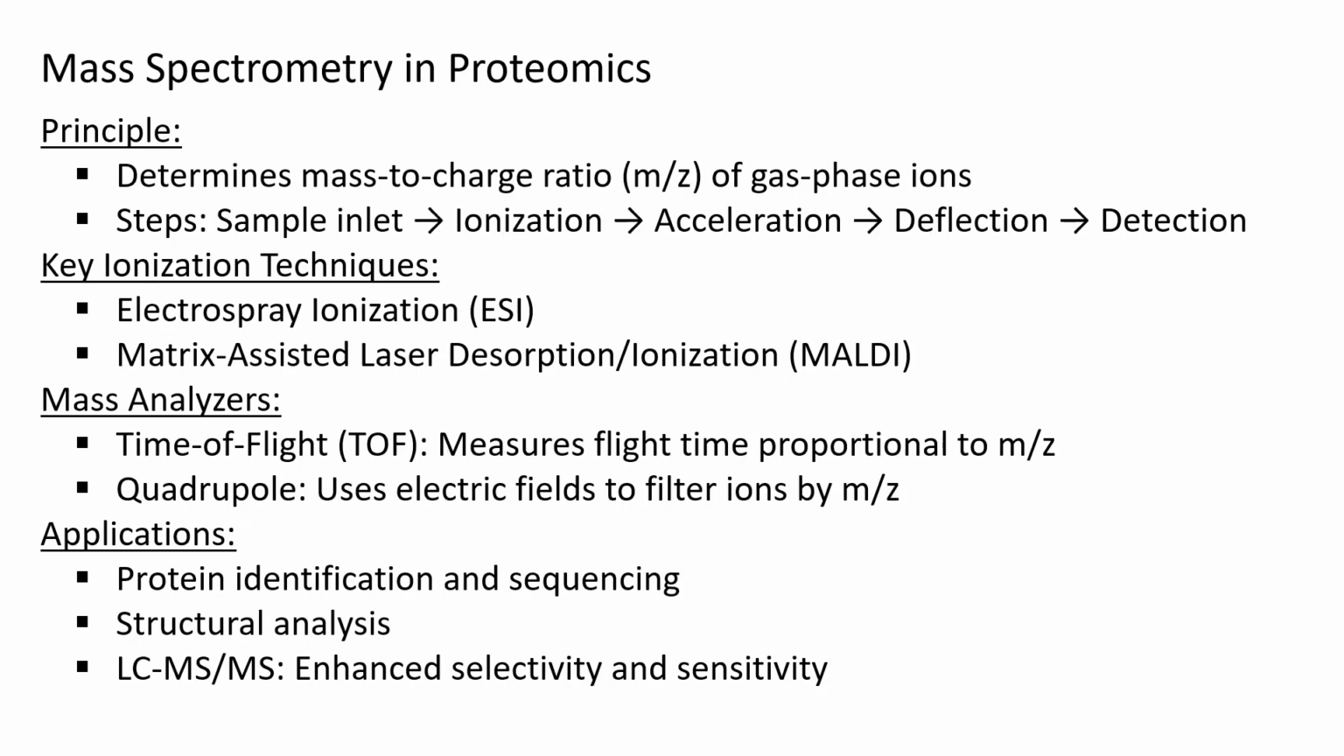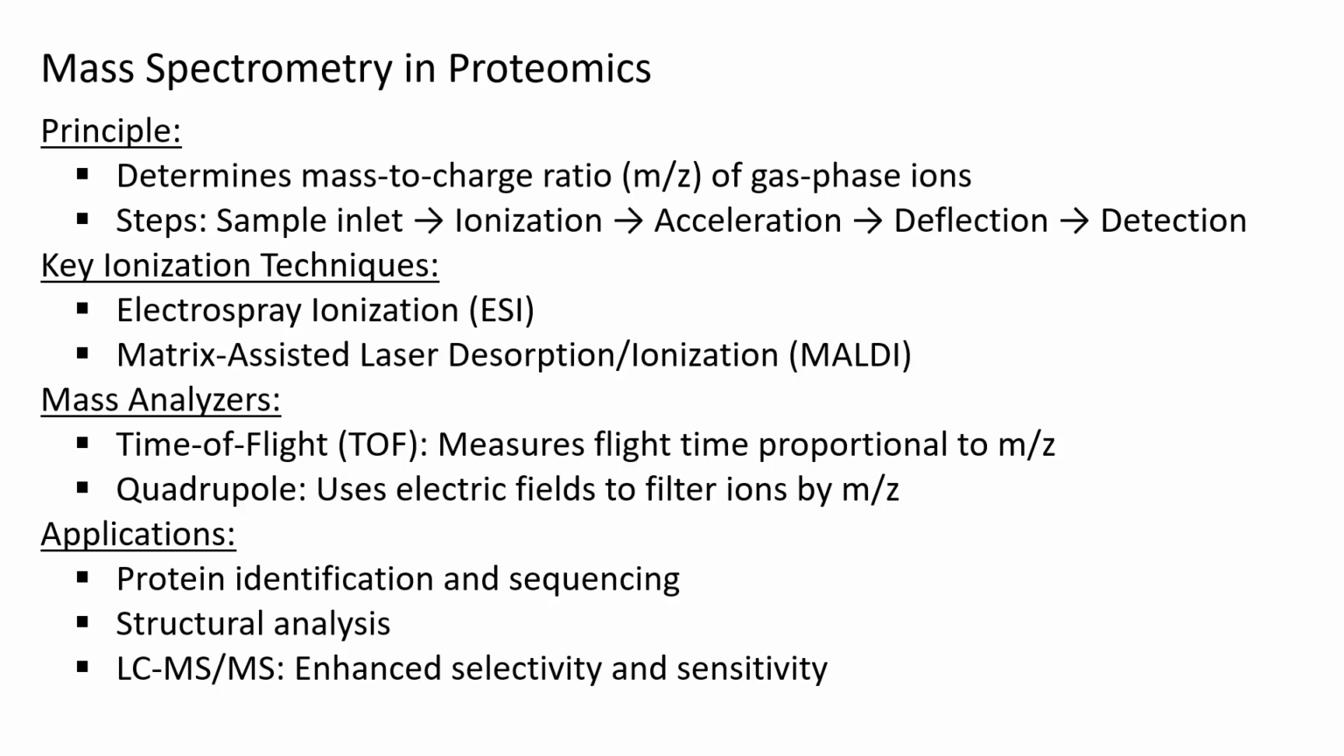Coming to mass spectrometry in proteomics, it works on the principle of mass to charge ratio of gas phase ions. The major steps involved are sample inlet. The sample is introduced in the inlet. It goes through ionization, acceleration, deflection, and detection. Some of the key ionization techniques are electrospray ionization and MALDI, matrix assisted laser desorption ionization.